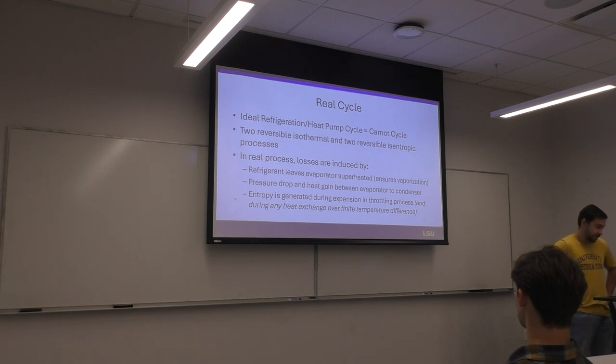Also, there's a pressure drop and heat gain between the evaporator and condenser because of pipe losses, and there's conduction in the pipe and things like that. And entropy is generated in the expansion and throttling process, and during any heat exchange over a finite temperature difference, because of the second law of thermodynamics.